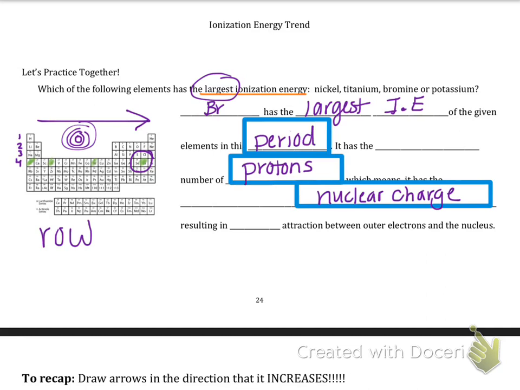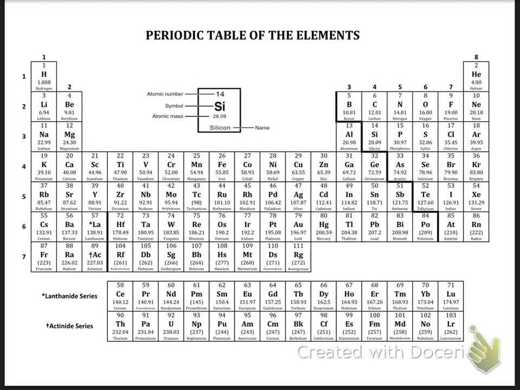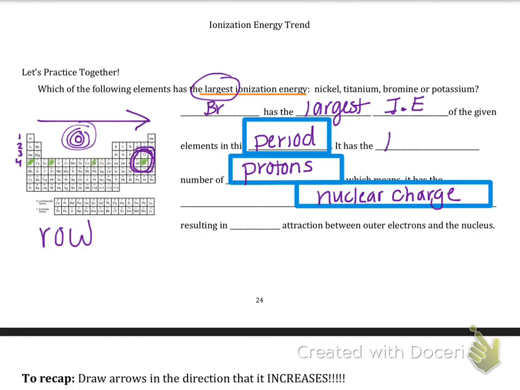Okay, so now we have to fill in the rest of the words that are talking about bromine. We have to learn the differences between these elements in their number of protons. So let's mark it over here. Potassium has 19 protons, titanium has 22, nickel has 28, and bromine has 35. So bromine is our answer, so we look at this number right here. 35 is way bigger than 28, 22, and 19. So we say bromine has the largest number of protons.